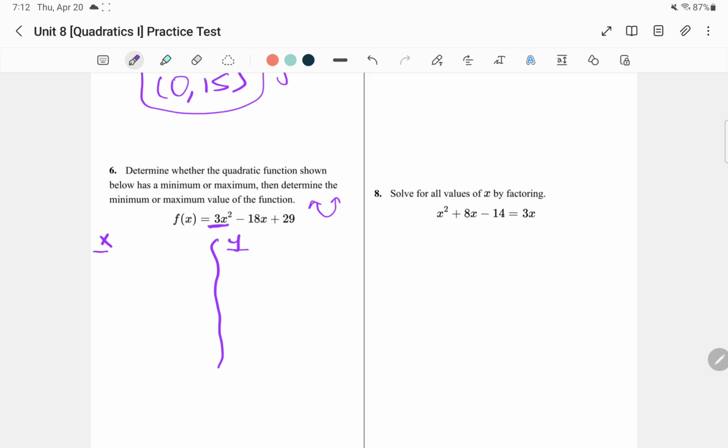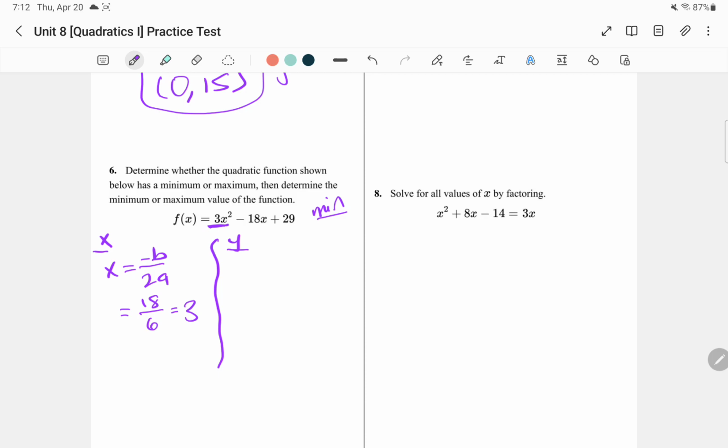Therefore, our answer is going to be a minimum, which is down here. So we're going to write that our answer is a minimum. Okay, so now let's find x. So x is equal to negative b over 2a. So negative 18 is just positive 18, and then 2 times 3 is 6. 18 divided by 6 is 3.